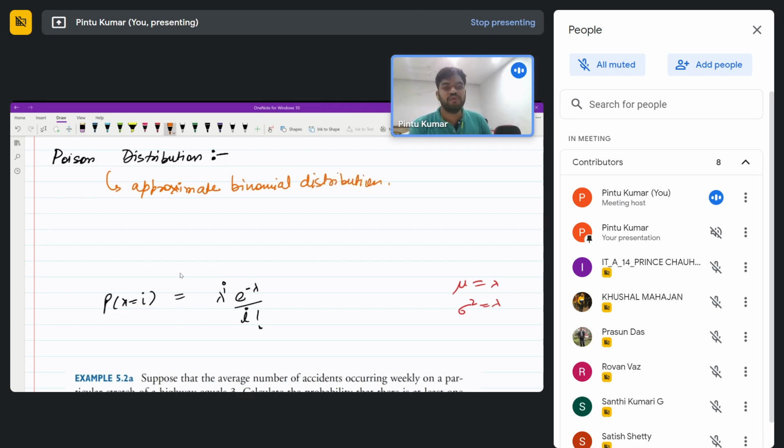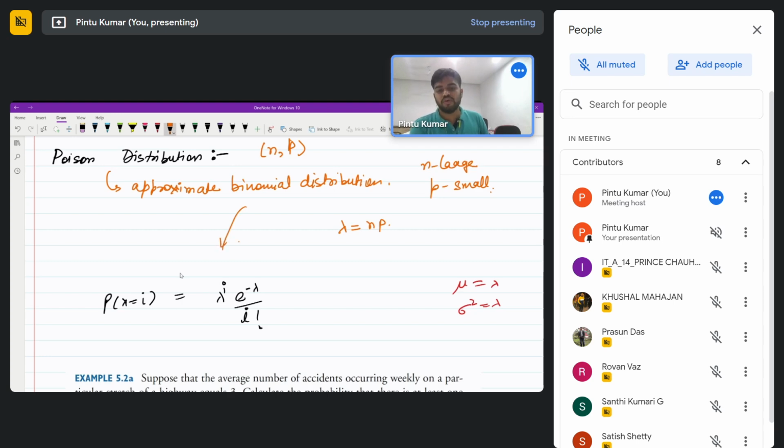In the binomial distribution, you had two things. One was your number of trials, that is your n. Another was your p, the probability of one particular trial being positive. So if your n is large and your p is small, then with lambda equal to np, your event follows the Poisson distribution.